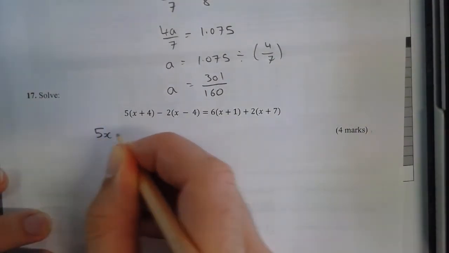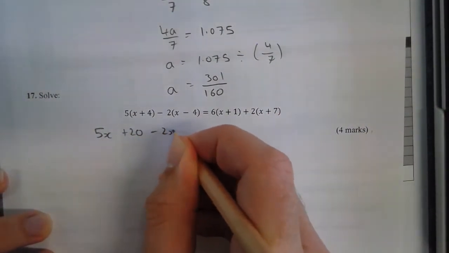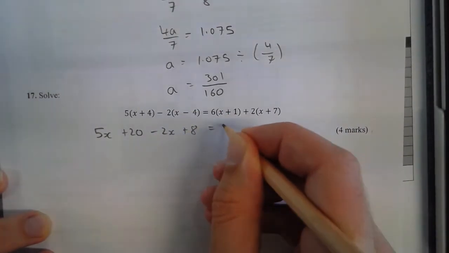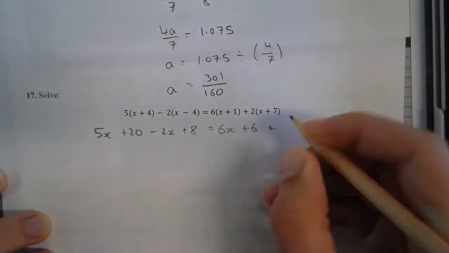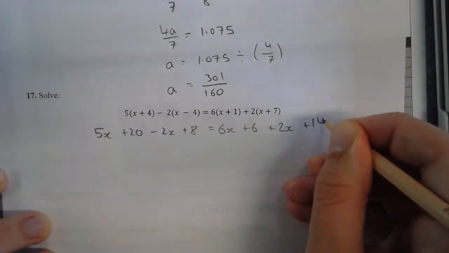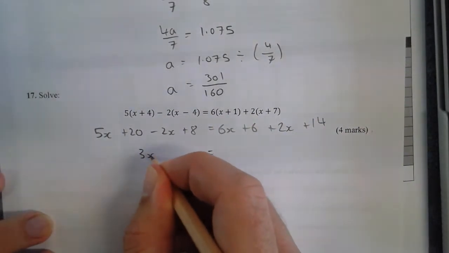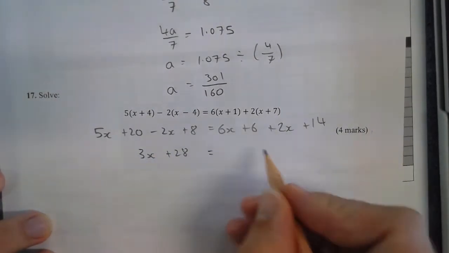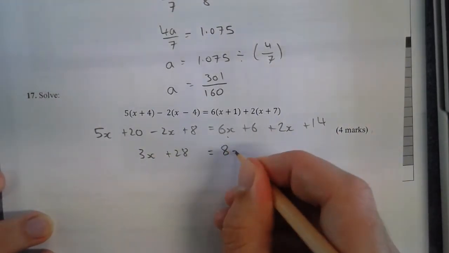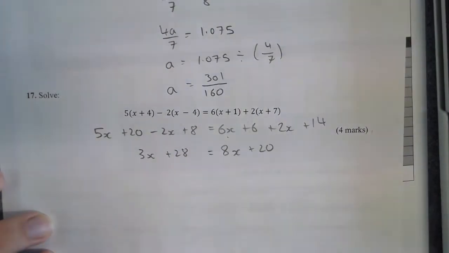Question 17. So a lot of expanding to do first. So we get 5x plus 20 minus 2x plus 8 equals 6x plus 6 plus 2x plus 14. Now let's collect terms on the left. 5x take away 2x is 3x, and 20 plus 8 is 28. 6x plus 2x is 8x, and 6 plus 14 is 20.